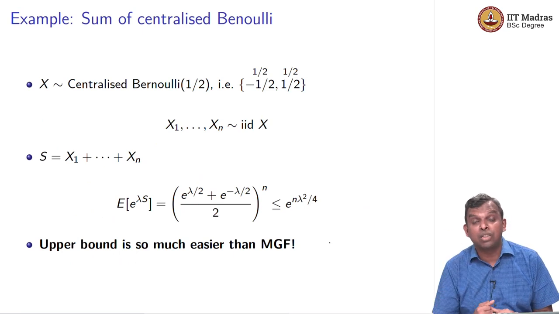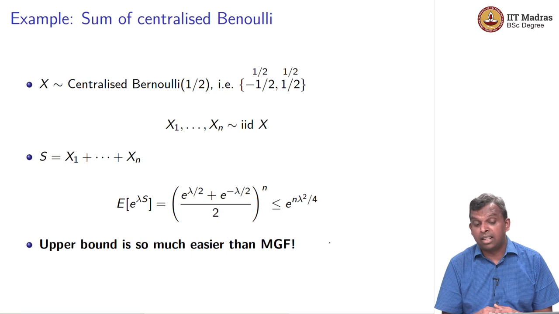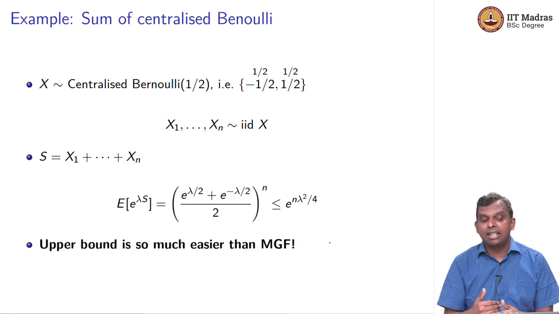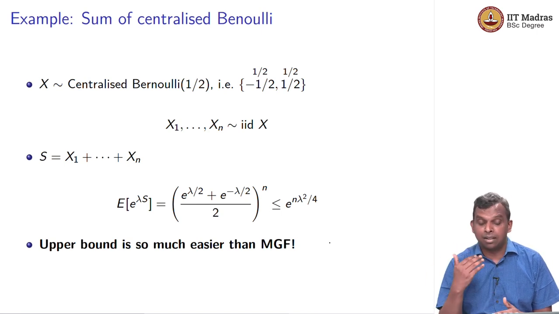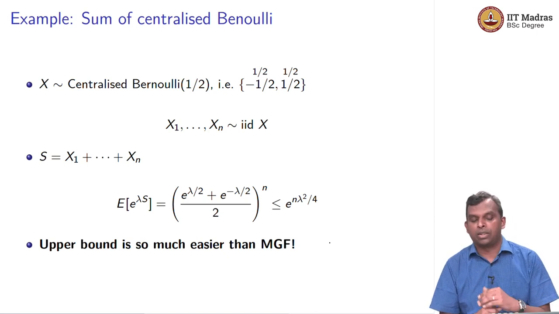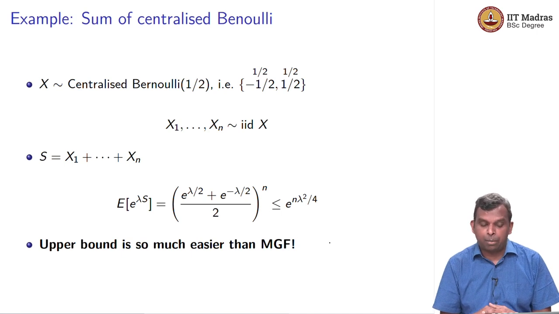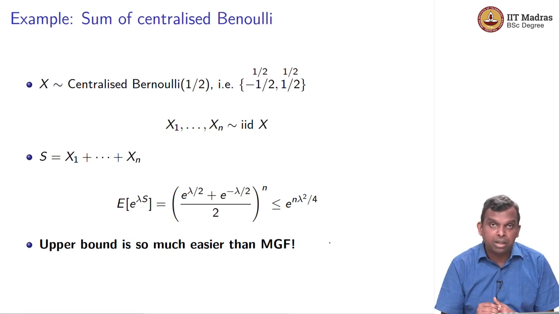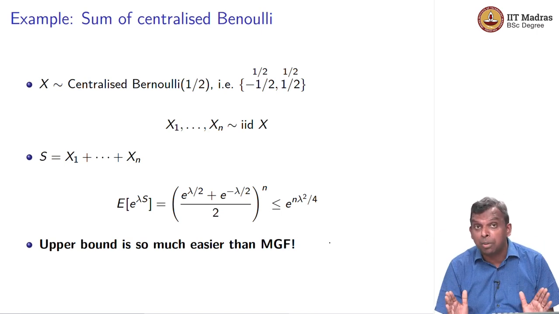Let's take the sum of centralized Bernoulli random variables. We've already seen if x were to have a centralized Bernoulli distribution, minus half, half with probability half each, and if you take IID samples according to x, and I do the sum of x1 through xn, I can now write down expected value of e power lambda s. It's exactly going to be e power lambda by 2 plus e power minus lambda by 2, the whole power n. Now you see the comfort of the upper bound, right?